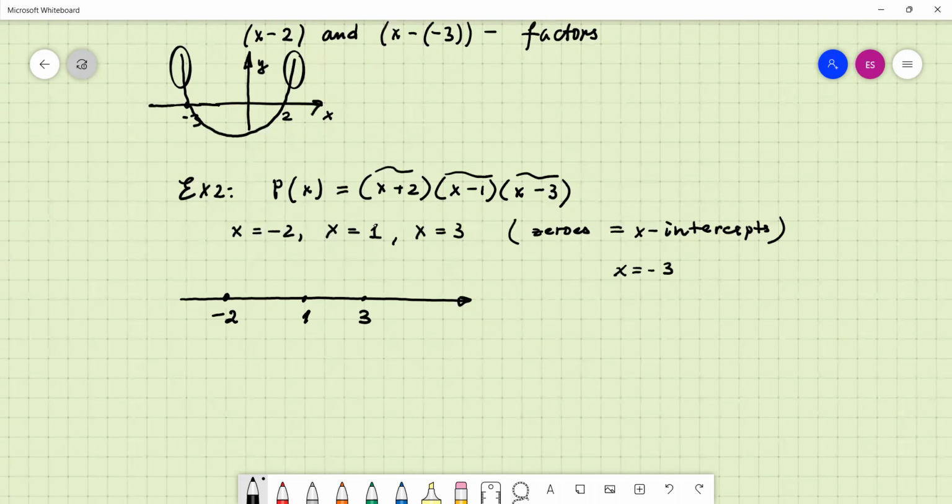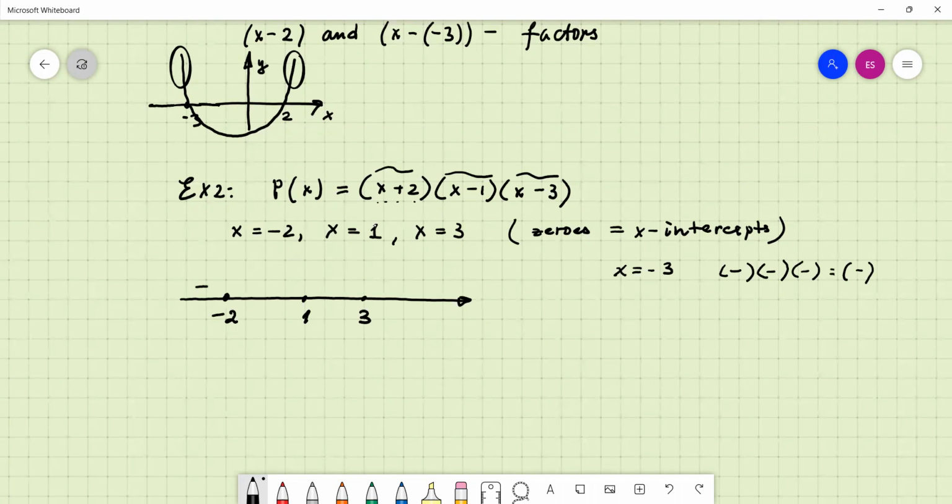I know that if I plug negative 3 into my first parenthesis, I'm going to have negative 3 plus 2, a negative number, right? The second parenthesis is negative 3 minus 1, also a negative number. And the last one is negative 3, also a negative number. So in total, I'm going to have a final number that is negative. I'm going to put here minus.